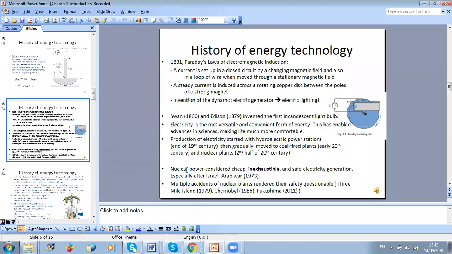Now, for nuclear power stations, we will see a small sample of a nuclear power device.